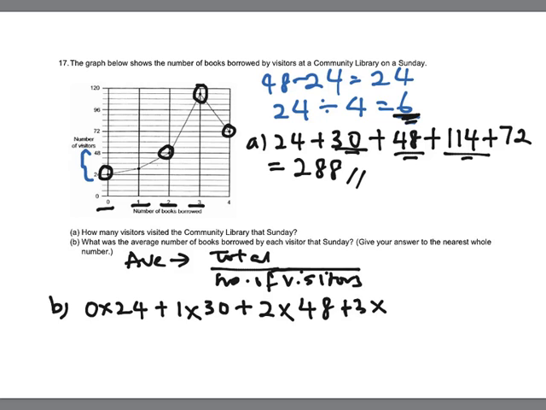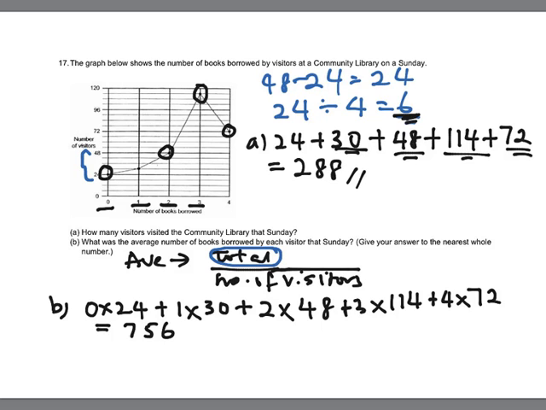Plus those who borrow 2 books, there are 48, and those who borrow 3 books, there are 114, and finally those who borrow 4 books, there are 72. So the answer, if you work it out using a calculator, you will get a total of 756. That's the total number of books, right?